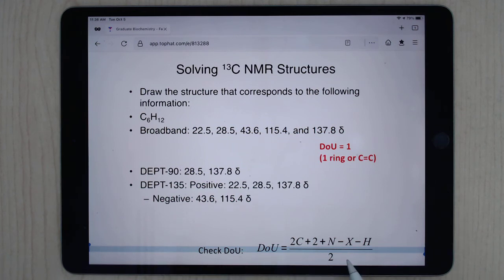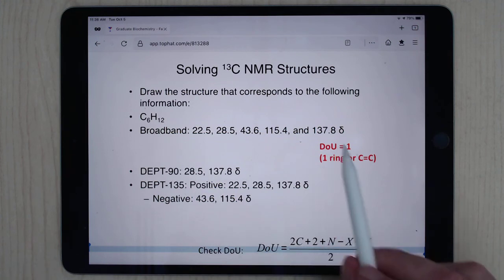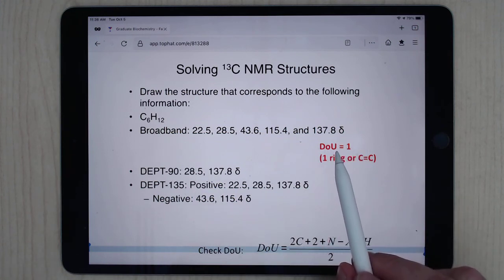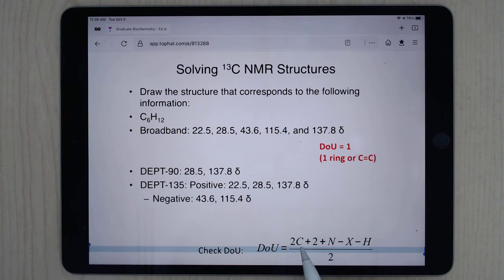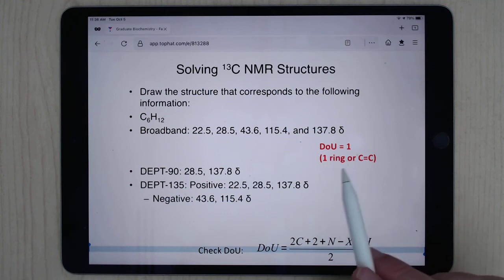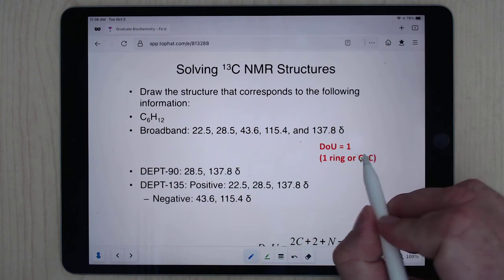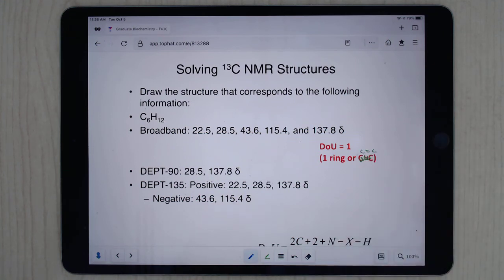If we run a DOU check, for C6H12, we're going to get a DOU of 1. There are 6 carbons, so it'll be 12 plus 2 is 14, we don't have any nitrogens, but then we subtract the 12 hydrogens, so that ends up being 2 over 2, so it ends up being 1. So we need to account for it: is there a ring, is there a pi bond? We don't know. Actually, it has to be a carbon-carbon bond. It can't be a C=O bond, because there's no oxygen, so it has to be either a carbon-carbon double bond or a ring.